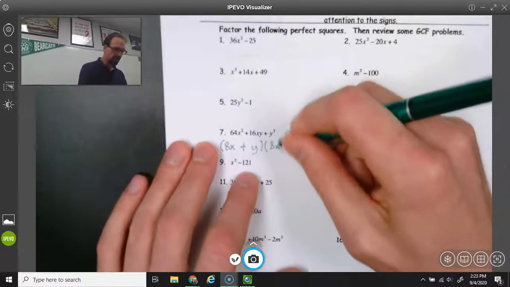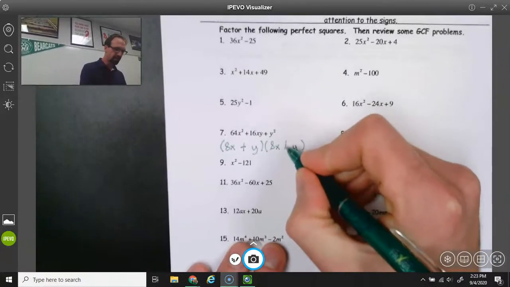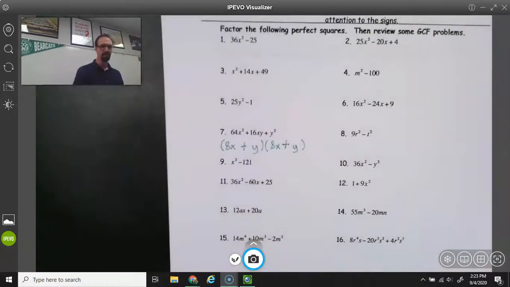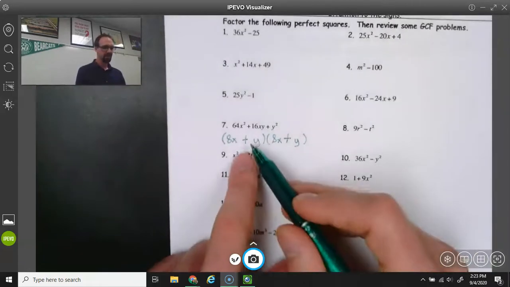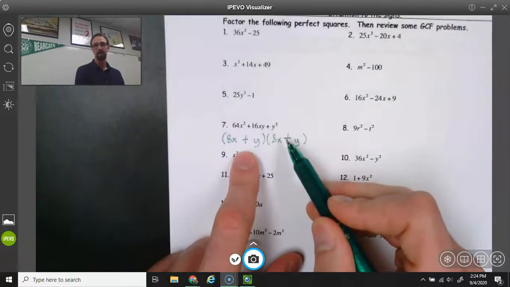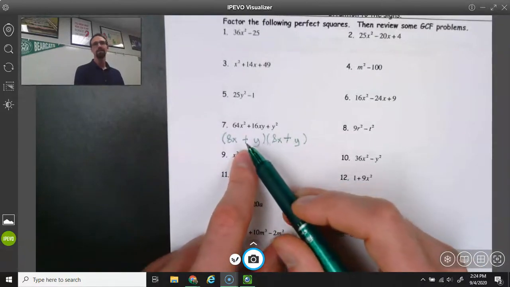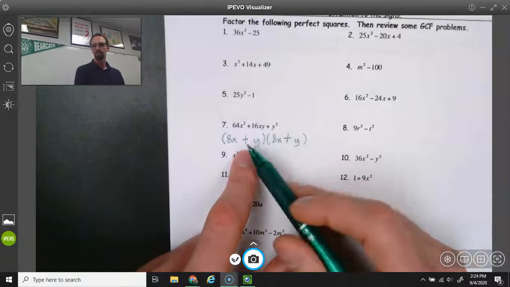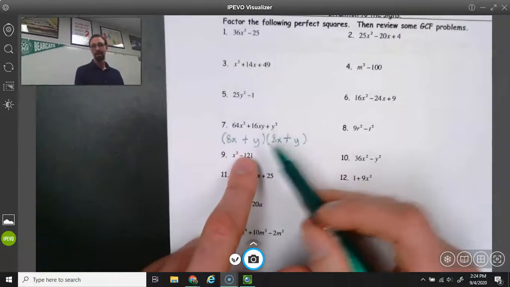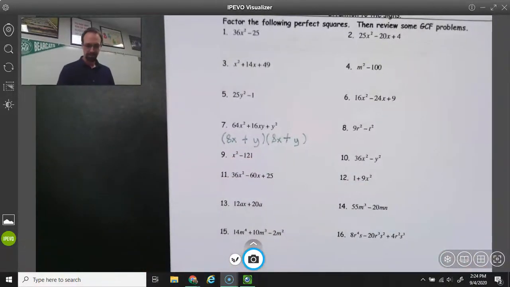You have to be careful when you put signs for this. For this particular one, to have that middle term of 16xy, I have to put plus plus, not plus minus. Plus minus would actually get rid of my middle term, and I wouldn't have a middle term at all. So be careful with that. Just note that if you have a middle term, you will have the same operation symbol, in this case plus, addition.